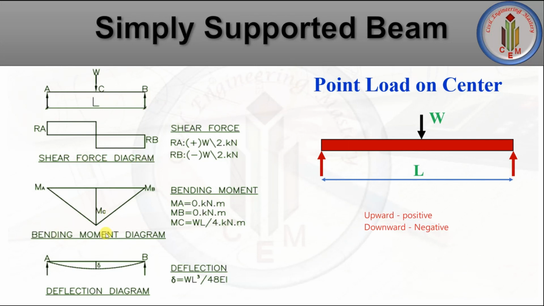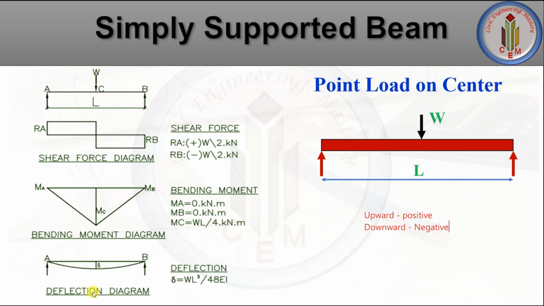Next one is the bending moment diagram. If you take the moment at A, at this end it will be 0 and the bending moment will be maximum at the midpoint, and then at this end also the bending moment will be 0. Shear force will be maximum where the bending moment is 0. As you can see, shear force will be maximum at the support here. So at this point the bending moment is 0. So bending moment at MA is 0, bending moment at MB is also 0, and bending moment at MC is WL by 4 kilonewton meter.